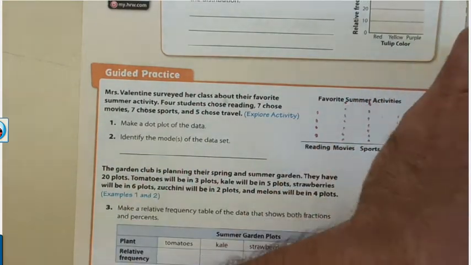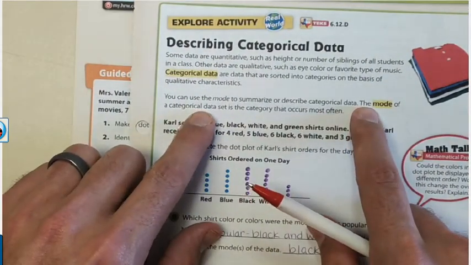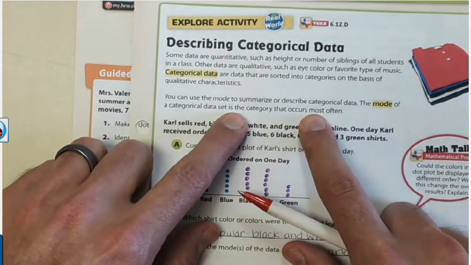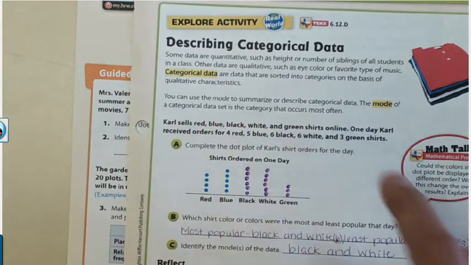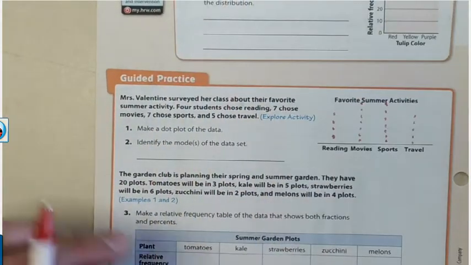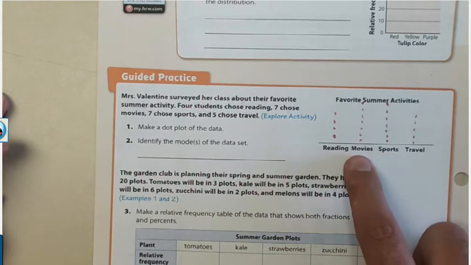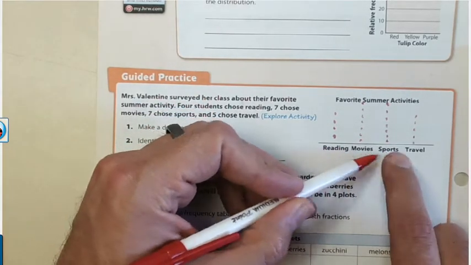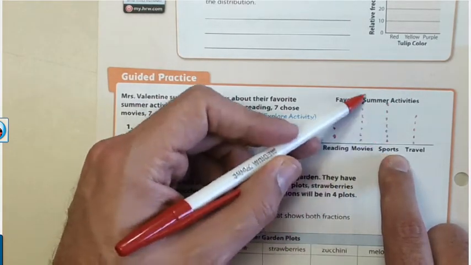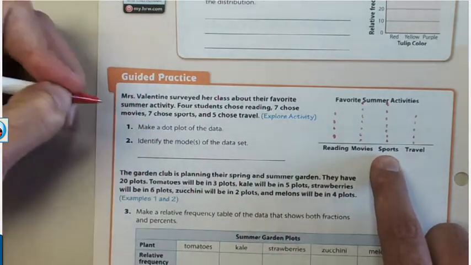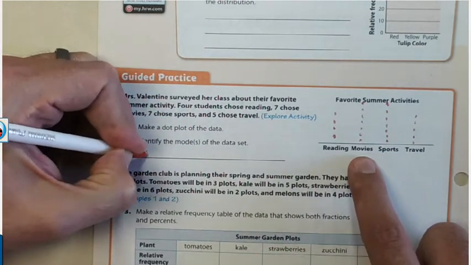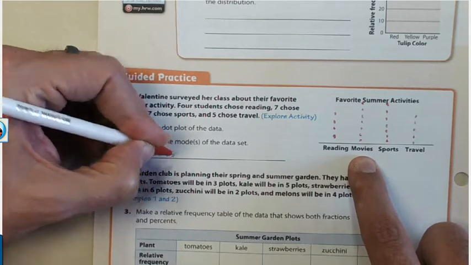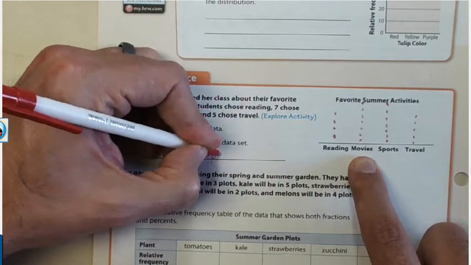Alright, so I'm going back to the Explore activity, and it tells me the mode of a categorical data set is a category that occurs most often. So, the category that occurs most often is the same. It's movies and sports. They both occur 7 times. So, the mode, or the modes in this case, would be movies and sports.